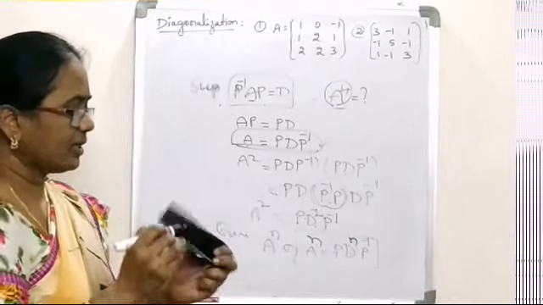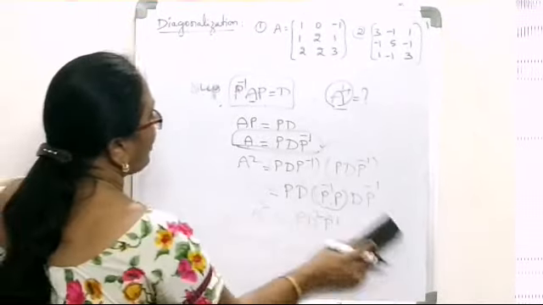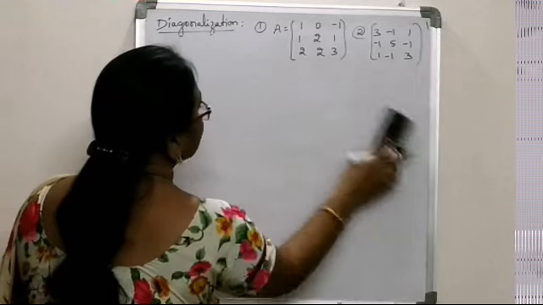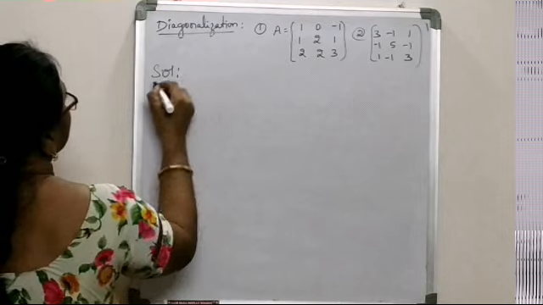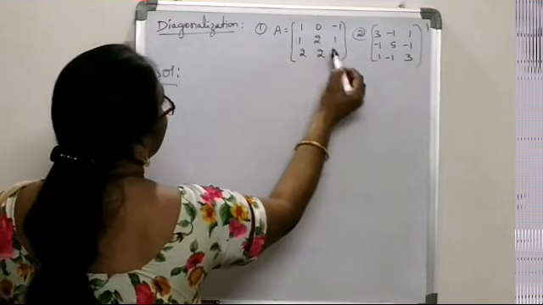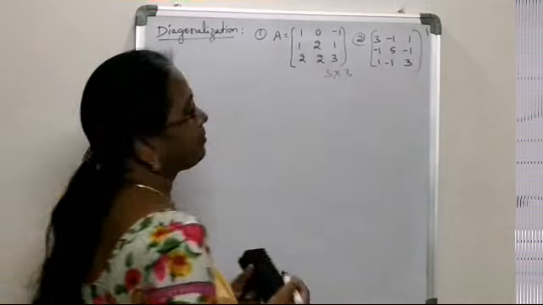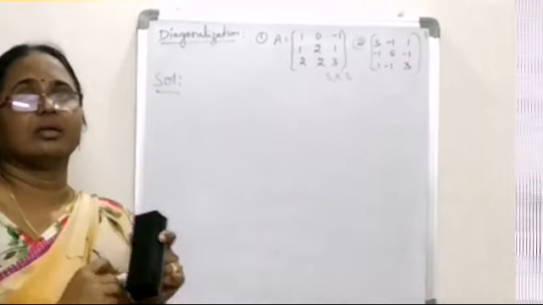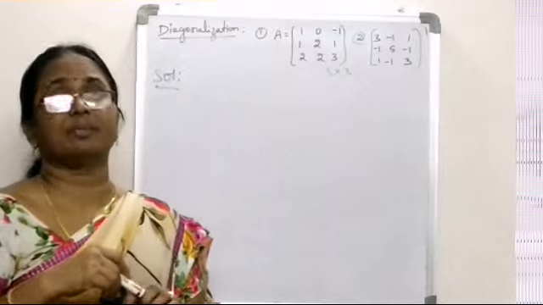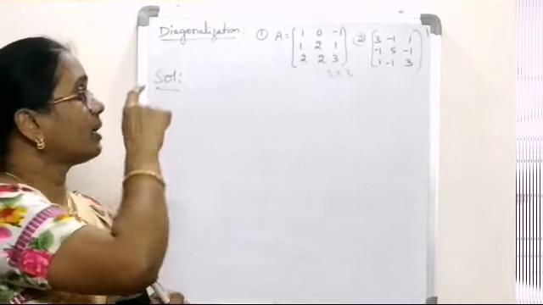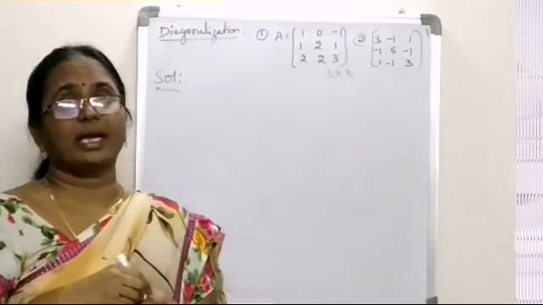Right? Now let us have the two problems related to this diagonalization process. Look at the first question. The matrix is given, a 3 by 3 square matrix is given. We have to diagonalize the given matrix, means we have to reduce the given square matrix to the diagonal matrix.